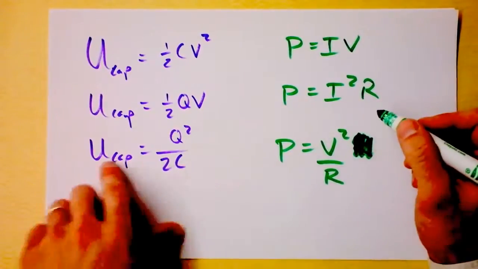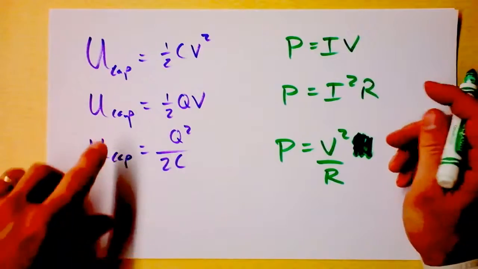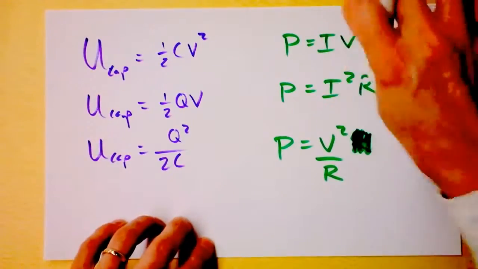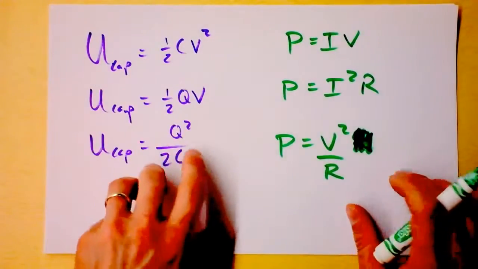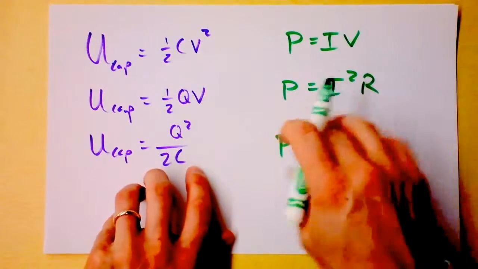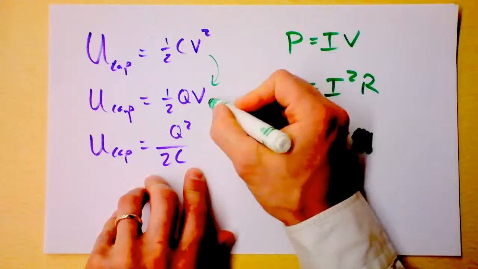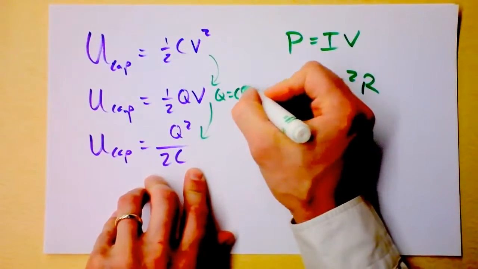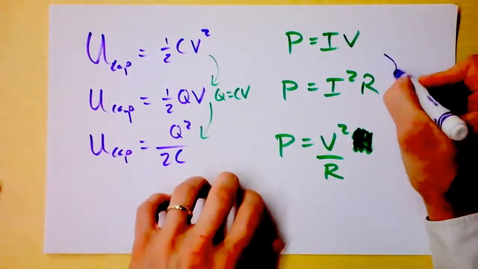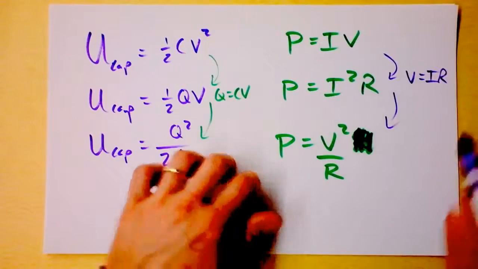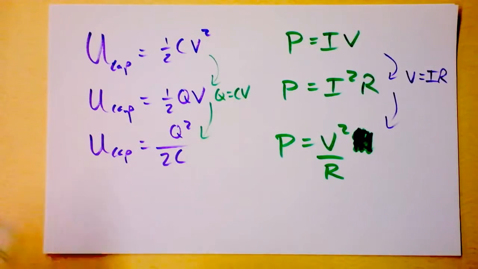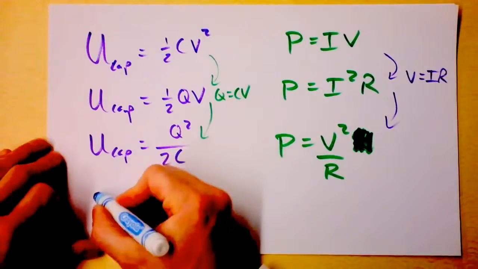So, of course, oh wow, there's a lot of similarity between these. Maybe I should have changed the order of those two. Whatever. But it starts with a simple equation and then is related by a second simple equation. The path between these is Q is CV, and the path between these is V is IR. Okay, cool. A lot of similarities.